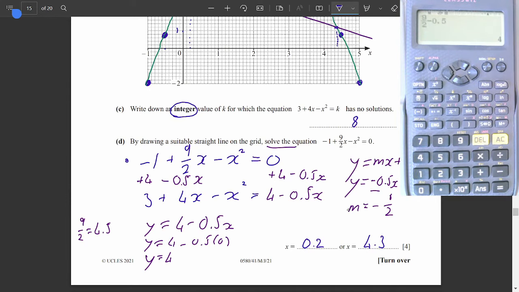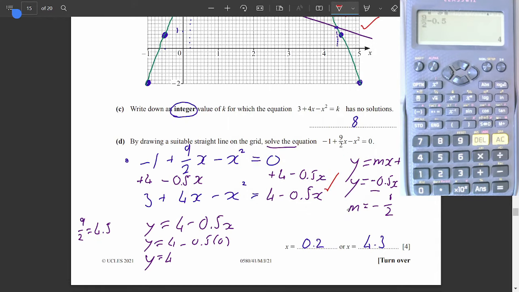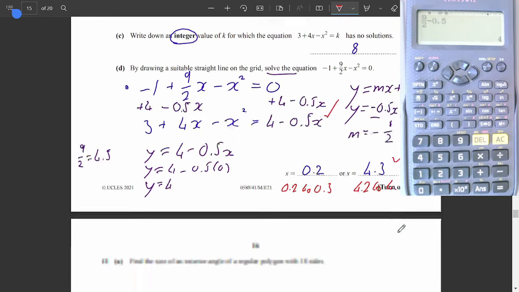And that's how it's done. Looking at the mark scheme, 1 mark only for the correct final answer. The range here is 0.2 to 0.3, and here it's 4.2 to 4.3. So you have to be very accurate when doing this.